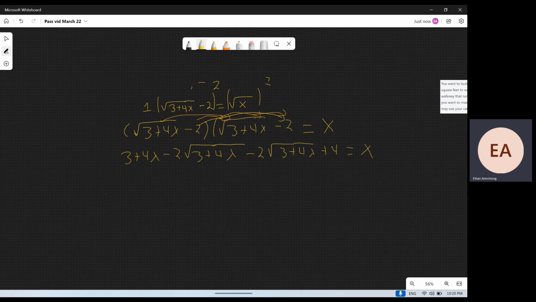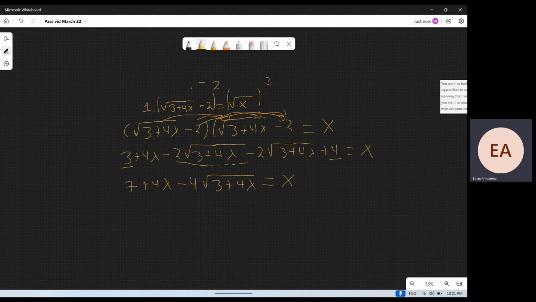So now we are going to collect our like terms. So we have a 3 over here, a 4 over here, so that'll give us 7. 7 plus 4x, and then we have negative 2 square root of 3 plus 4x, and then another negative 2. So that would add up to negative 4 square root of 3 plus 4x, and that will all equal x.